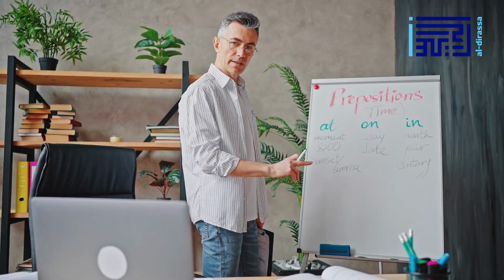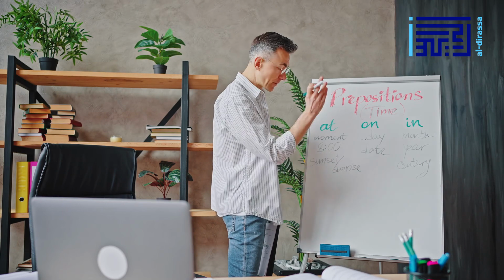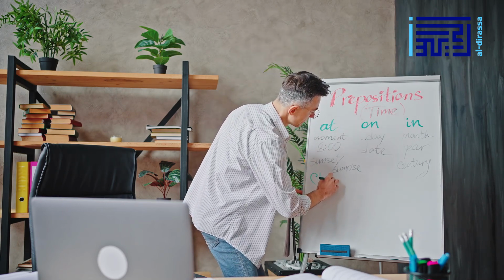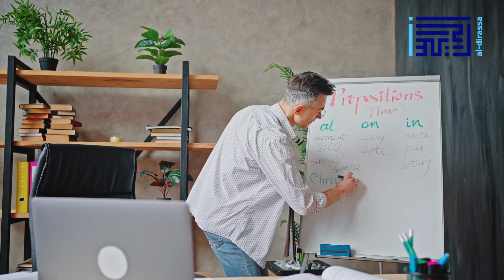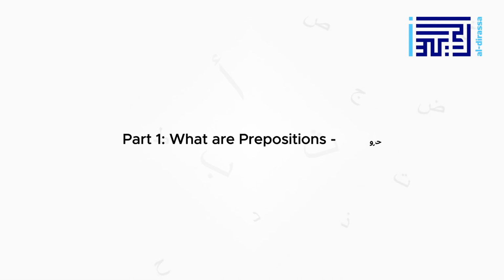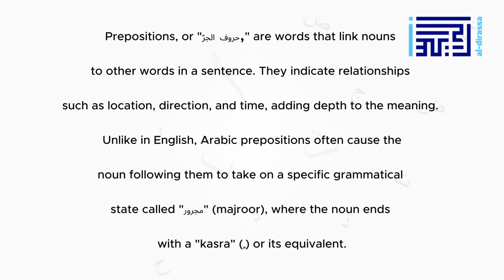Welcome to our channel. Today, we're going to discuss an essential part of Arabic grammar, prepositions or حروف الجر. Understanding prepositions will help you form more accurate and expressive sentences in Arabic. Part 1. What are prepositions? حروف الجر. Prepositions, or حروف الجر, are words that link nouns to other words in a sentence.